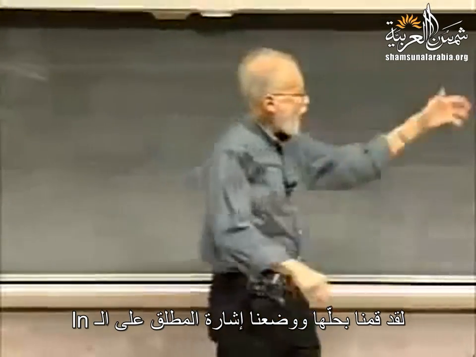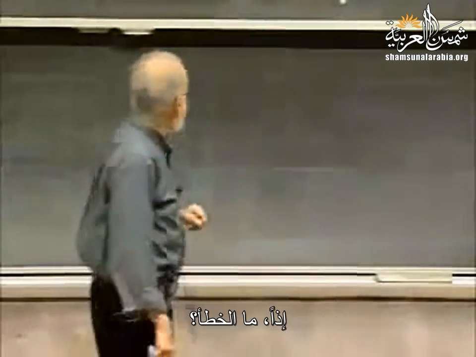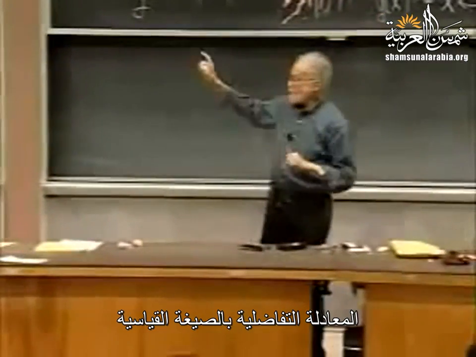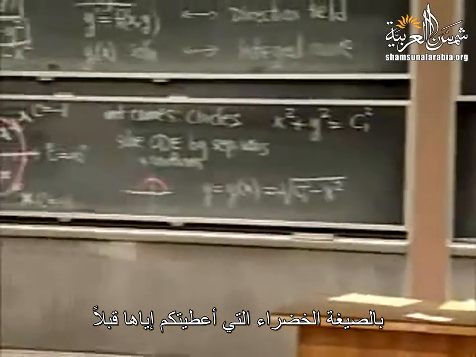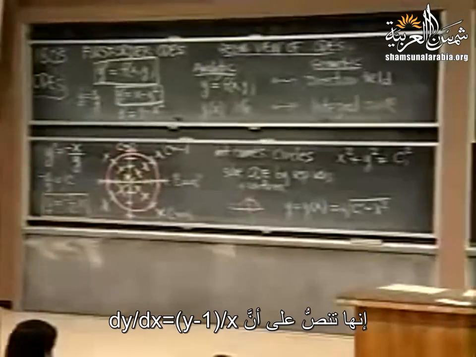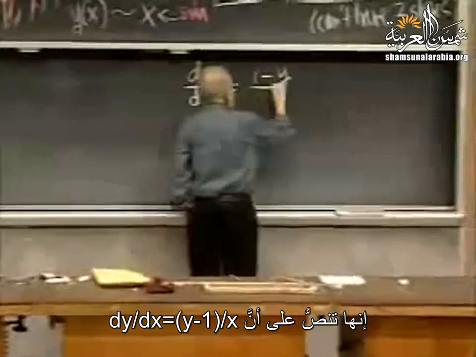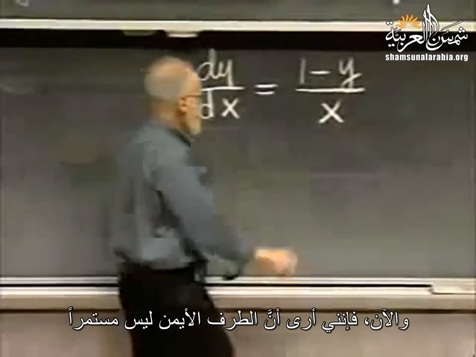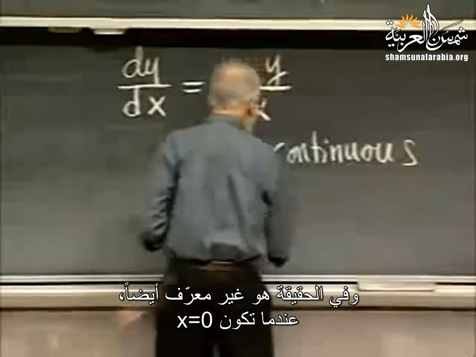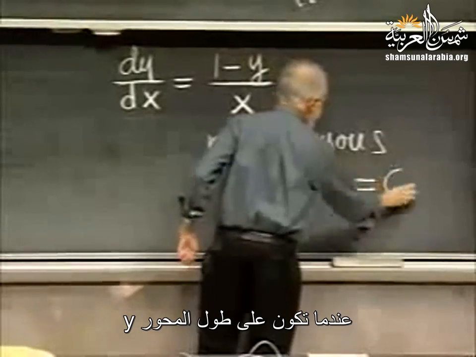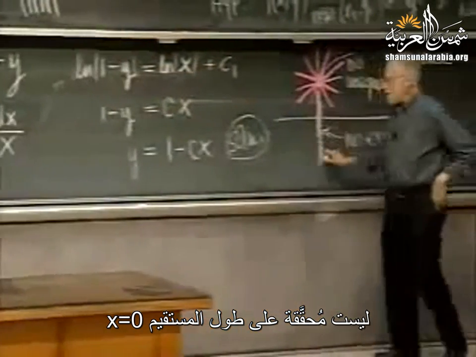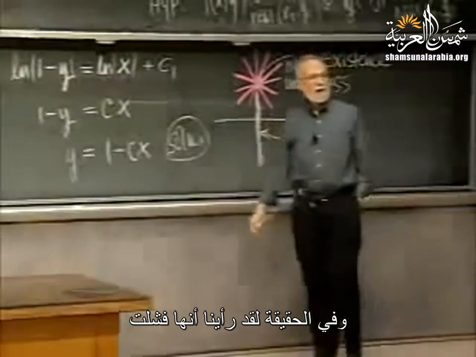What's wrong? We thought we solved it, modulo putting the absolute value signs on the log. What's wrong? The answer is, to use the theorem, you must write the differential equation in standard form, in that green form I gave you. Let's write the differential equation the way we were supposed to. It says dy/dx equals (1 minus y) divided by x. And now I see the right-hand side is not continuous, in fact, not even defined when x equals 0, along the y-axis. And therefore, the existence and uniqueness is not guaranteed along the line x equals 0, the y-axis, and in fact, we see that it failed.